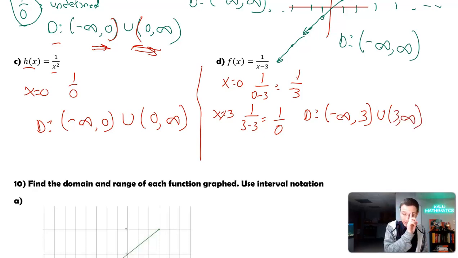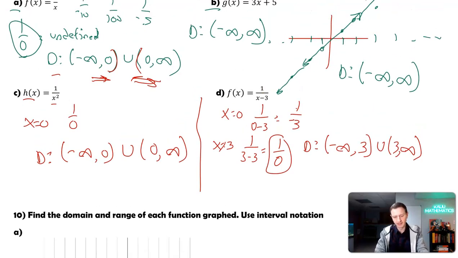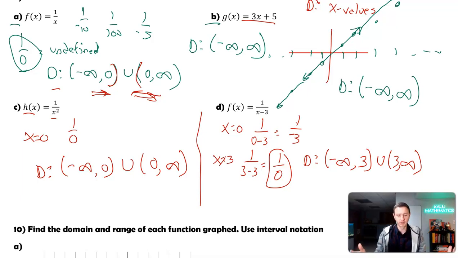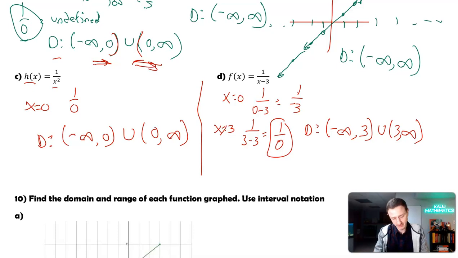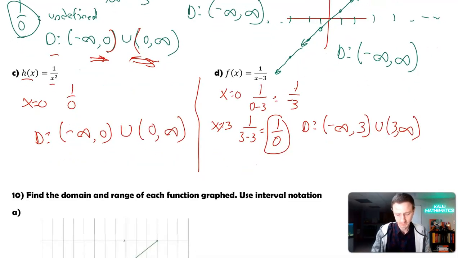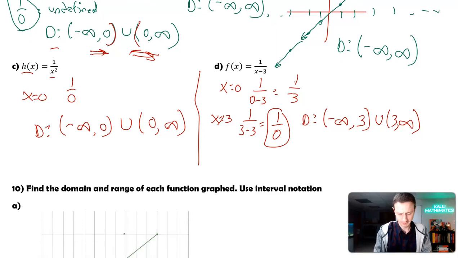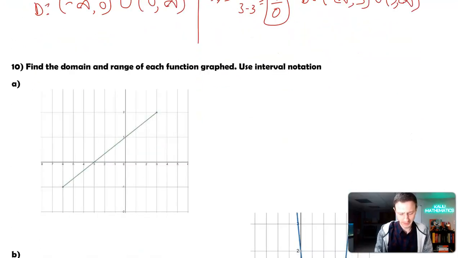So same thing as what we just did with negative infinity to 0, but we want to go up to 3, because 3 minus 3 is 0. That is no good. We cannot divide by 0, so 3 is the only value that's going to cause any sort of problem with the domain on that one. And a linear line like 3x plus 5 is going to be all real numbers. There's no x value we could plug in there that's going to get an undefined answer or some sort of issue. So it exists everywhere for letter B, but for letters A, C and D, we have to identify those potential issues. Let's look at some graphs identifying domain and range.